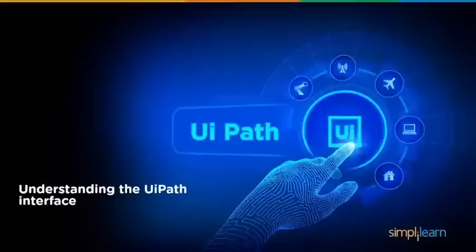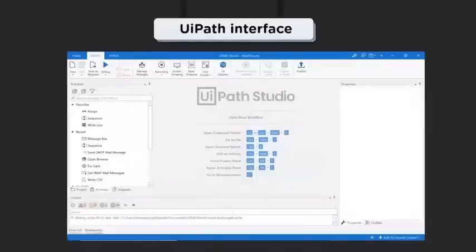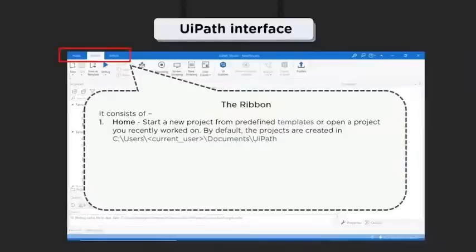Now that we know what UiPath is, let's acquaint ourselves with its user interface and understand its components better. So this is what the typical interface looks like. First, we have the ribbon. It consists of three tabs: Home, Design, and Debug. Home is where you start a new project from predefined templates or open a project you recently worked on. By default, the projects are created in the location shown below.